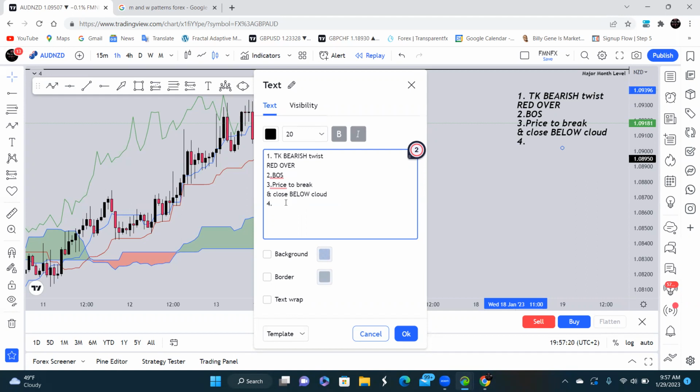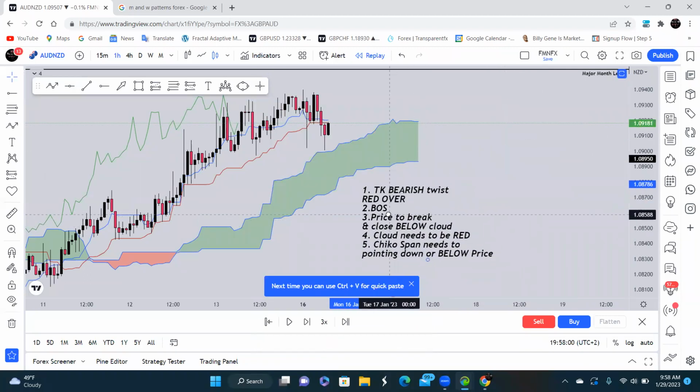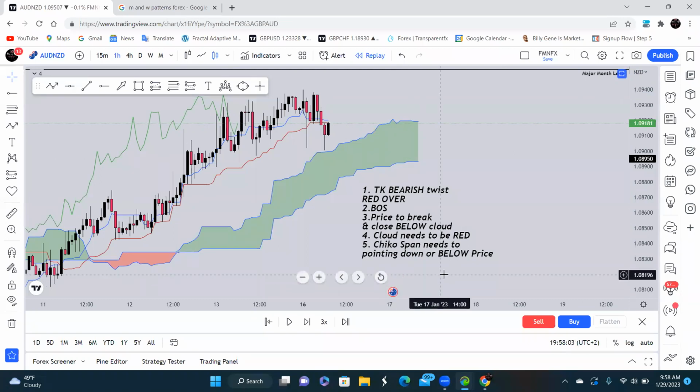4, what's 4? Got the crossover, got break of structure. 4, cloud needs to be red. This one's the easy one. And of course, don't forget our Chikou span. Don't sleep on the Chikou. It needs to be pointing down, or preferably below price, because we want to make sure it's not consolidating. Okay. Take a screenshot, do what you need to do.